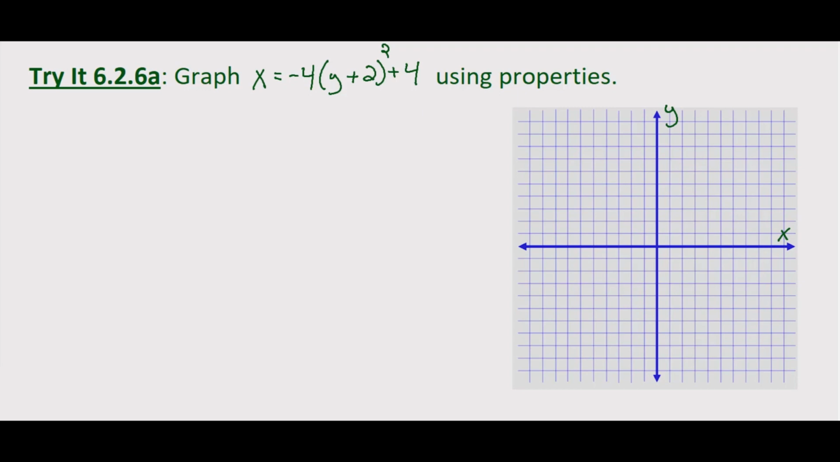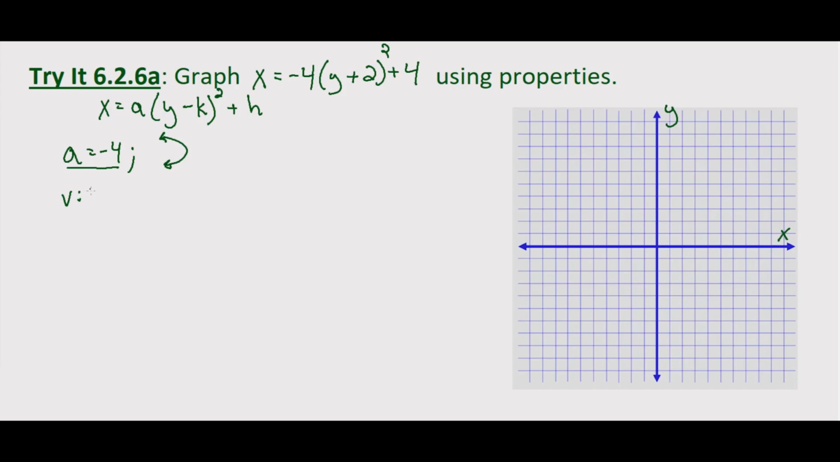So once again, we're given a standard form of a horizontal parabola and we're asked to graph it using properties. So let's start with our leading coefficient as always. Remember, we are looking at the form x equals a times (y minus k) squared plus h, where (h, k) is the vertex. So a in this case is -4. Since that's less than 0, we know the parabola is going to open to the left.